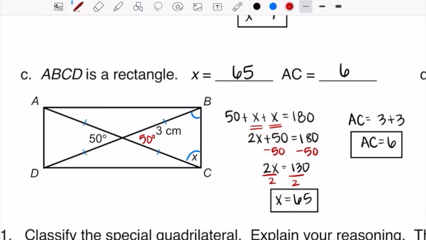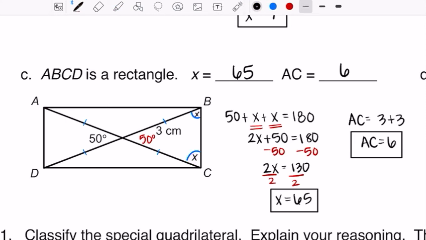X is down here, x is down here. And so I use the fact that the 50-degree angle makes a vertical angle with the other 50-degree angle. And then because the x is across from the 3 centimeters, I know that that other angle is also going to be the same thing as well. So I could label that other angle as x right here.